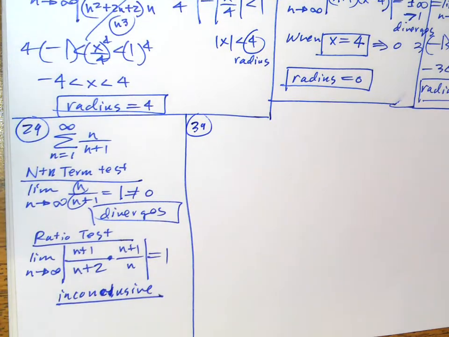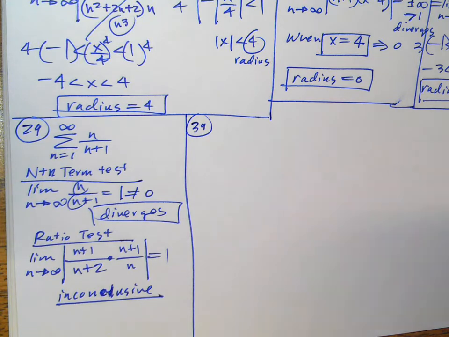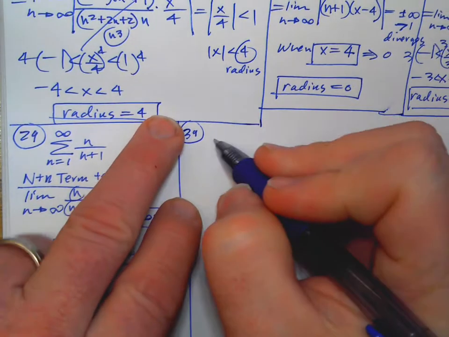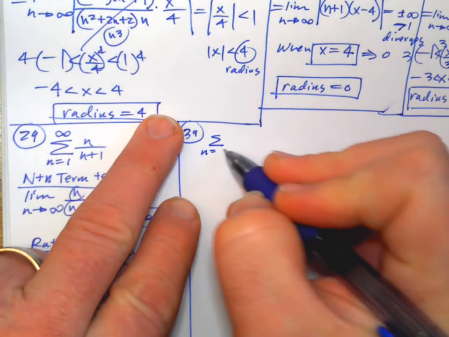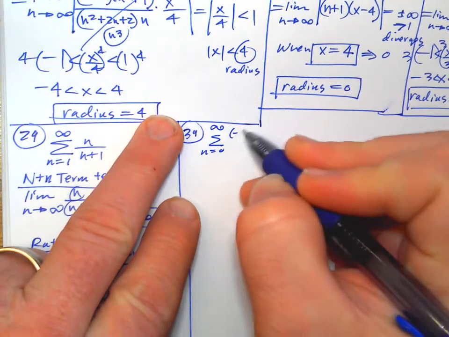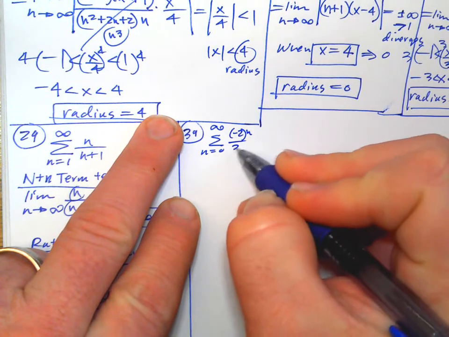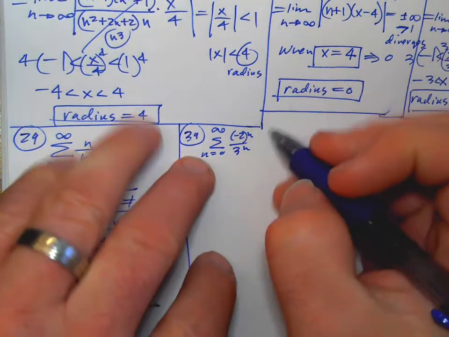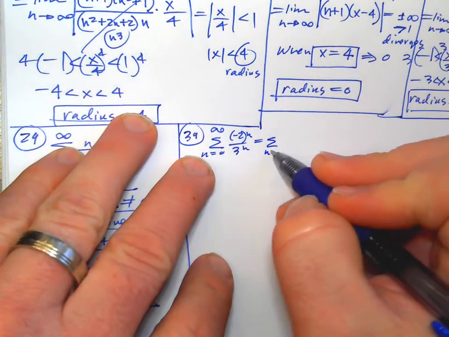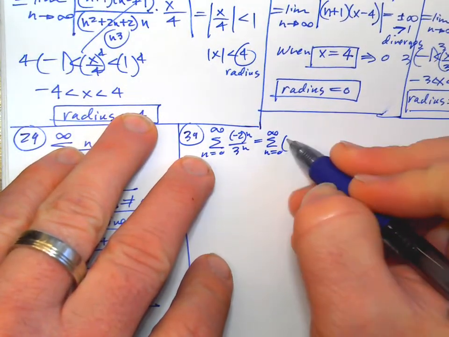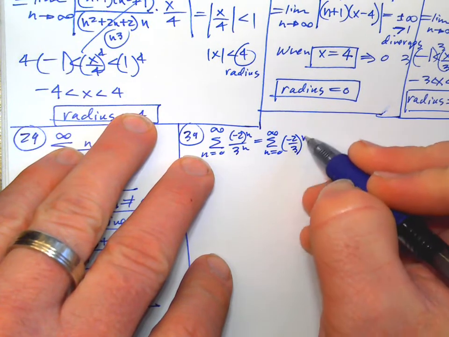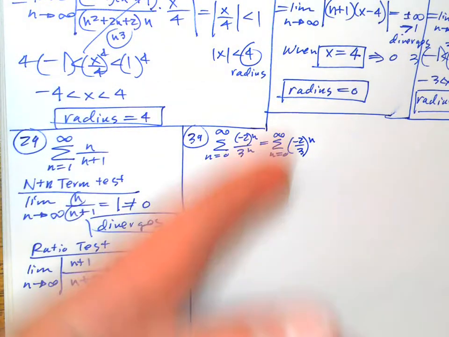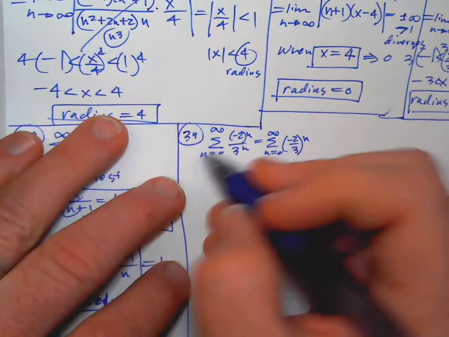So let's see, 39. Now, something interesting about 39 is it's a geometric series. We could rewrite it in a little more obvious form, but it's a geometric series, and that might be the fastest way to do it, because you're like, oh, there's an R value, and is it less? So, I mean, we could do that.